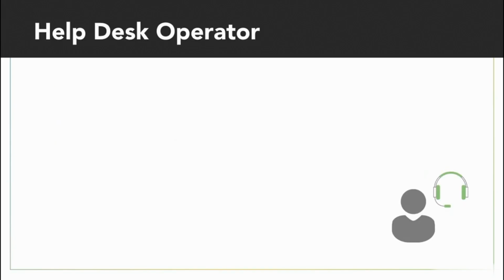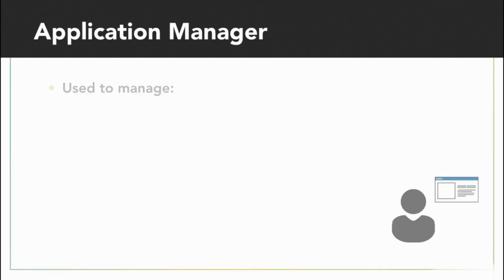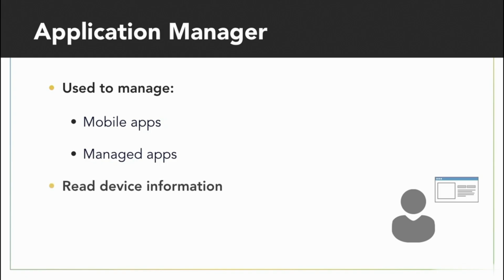A user assigned the help desk operator role can perform remote tasks on users and their devices. For example, they can reset a user's password. They can also assign applications and policies to users or devices. The Application Manager role is primarily used to manage mobile applications and managed applications. However, this role also grants permissions to read device information and view device configuration profiles.